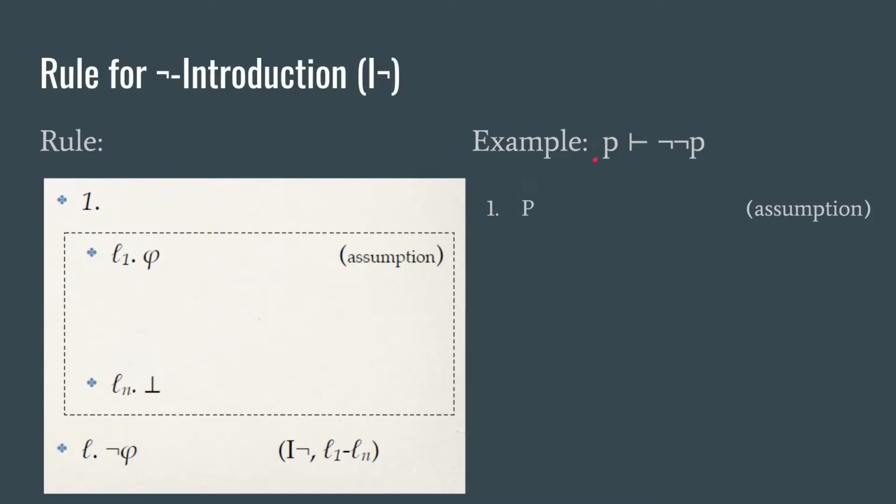Here's an example of that. Suppose we want to prove that P implies not not P. So the idea here is a double negation is the same thing as the original statement. So suppose you say, I'm going to the store, and someone says, oh, you're not not going to the store. That'd be an odd thing to say, but saying I'm not not going to the store is the same thing as saying I am going to the store.